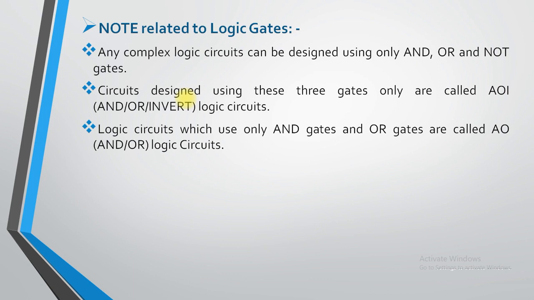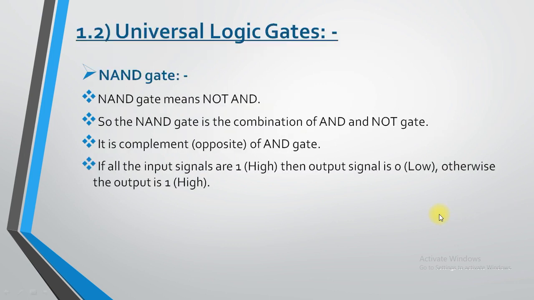Now let us start with today's session, which is based on the universal logic gates. Universal logic gates contain two types. Number one, NAND gate. Number two, NOR gate. Now NAND stands for not AND. Not AND means AND followed by NOT, right?